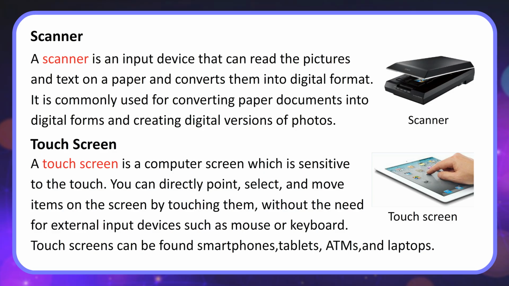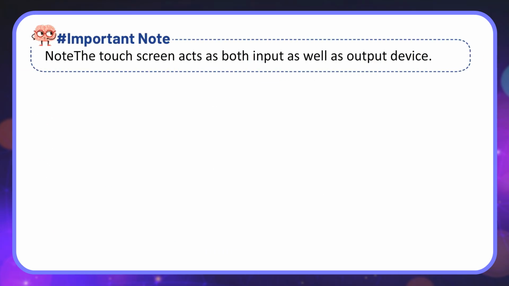Touch screen. A touch screen is a computer screen which is sensitive to the touch. You can directly point, select, and move items on the screen by touching them, without the need for external input devices such as mouse or keyboard. Touch screens can be found in smartphones, tablets, ATMs, and laptops. Important note: the touch screen acts as both input as well as output device.